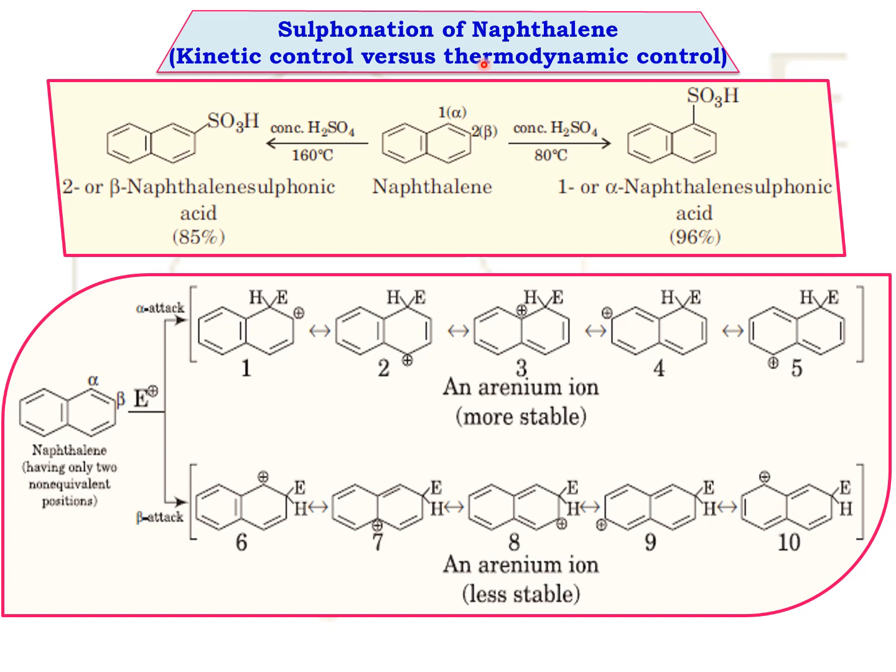Let us see the kinetic versus thermodynamic control by taking naphthalene as an example, that is sulfonation of naphthalene. While doing the sulfonation of naphthalene by using concentrated sulfuric acid at 80 degrees Celsius, we are getting 1-naphthalene sulfonic acid. The same reaction and the same reagent, but the temperature was found to be higher, that is at 160 degrees Celsius, provides 2-naphthalene sulfonic acid as a major product.